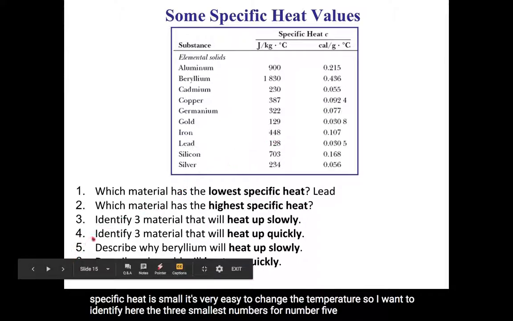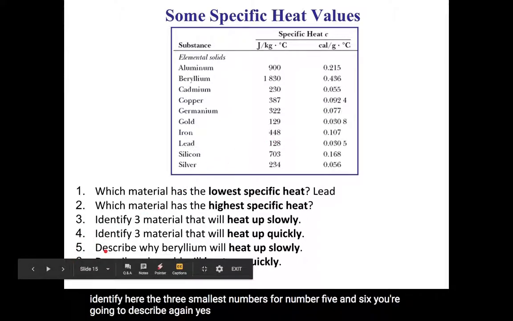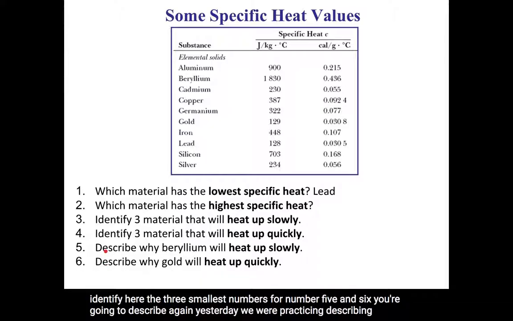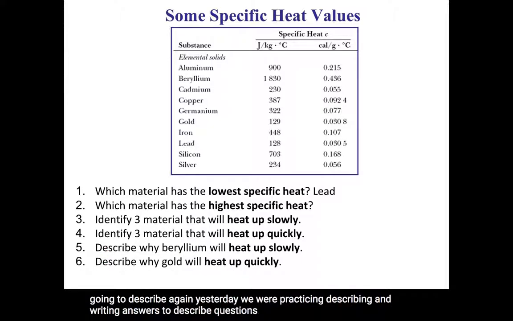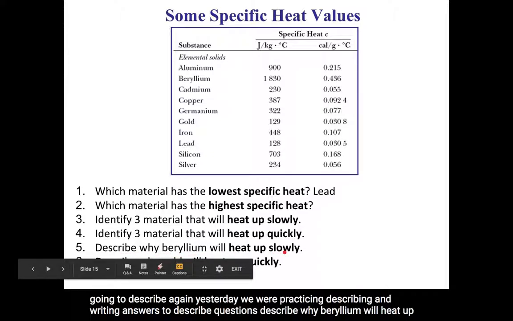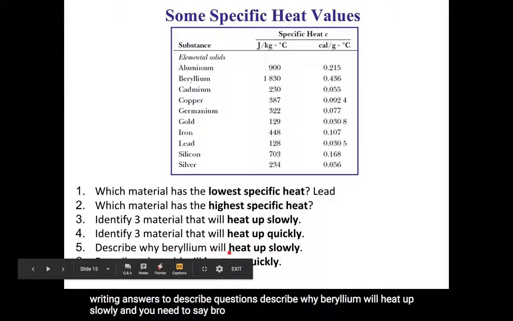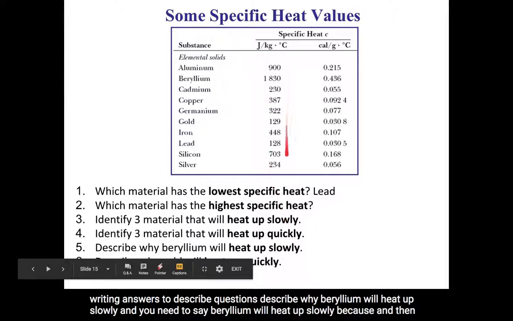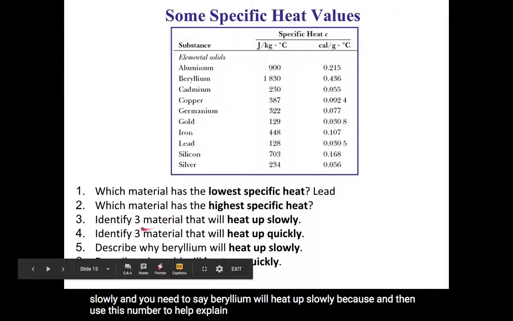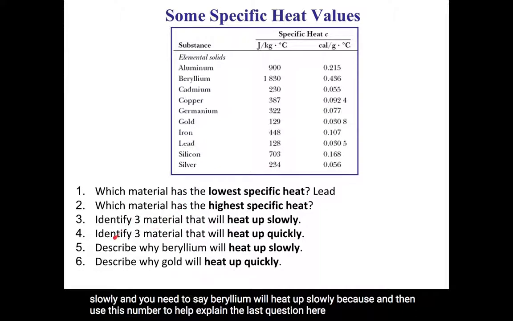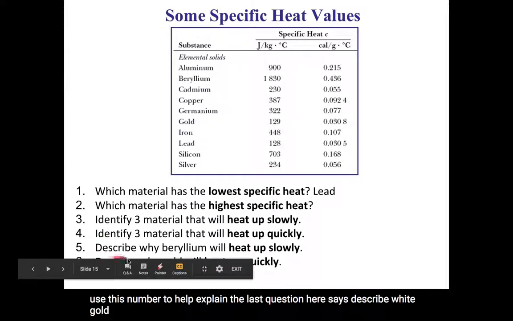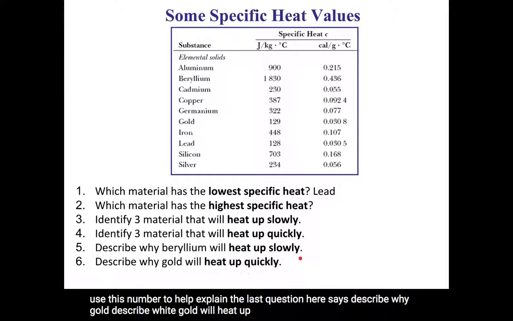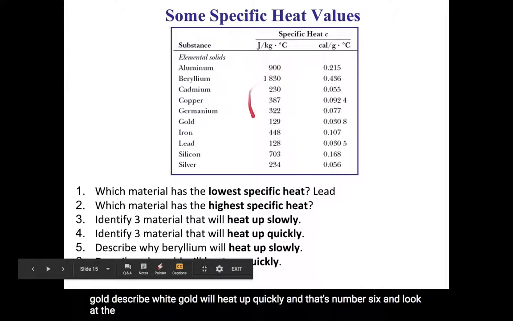For number 5 and 6, you're going to describe. Again, yesterday we were practicing describing and writing answers to describe questions. Describe why beryllium will heat up slowly. And you need to say beryllium will heat up slowly because, and then use this number to help explain. The last question here says describe why gold will heat up quickly. And that's number 6. Look at the number and use the number to help explain your answer.